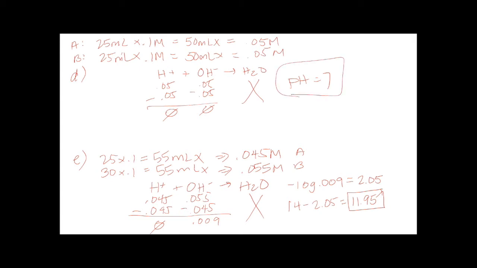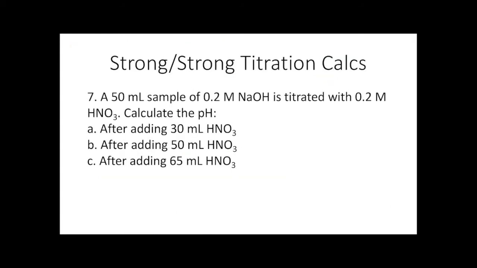If you run out of everything, it's pH 7. And once you're past that, you are finding your OH concentration, and you just have to subtract. All right, you guys, I want you to try number 7.